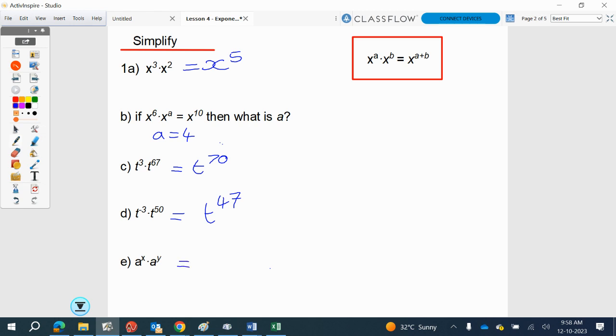What about a to the x times a to the y? a to the power of x plus y. So this one is a to the x plus y. Remember, when we do this multiplication, where we have the same base, we add the exponents. That's rule number 1. Okay, let's do another one.